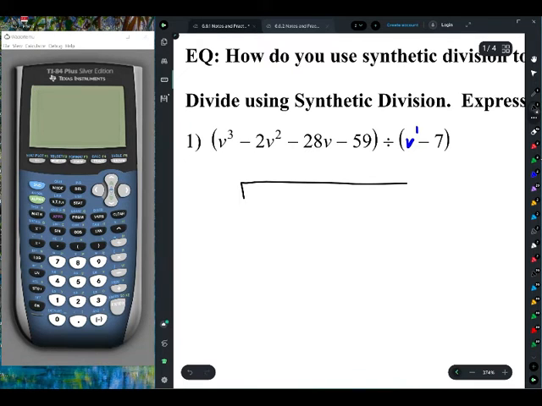Setting it up is pretty similar, only we are just going to be concerned with the coefficients of v to the third, of negative 2v squared, of the negative 28, and also the negative 59. So we just want those coefficients. We're taking the letters out. That should excite some of you guys. And then what we write out front, here's the first little curveball, is if we're dividing by v minus 7, we're going to put a positive 7 out front. That is the only curveball for today: we're putting the opposite of the factor we're dividing by.